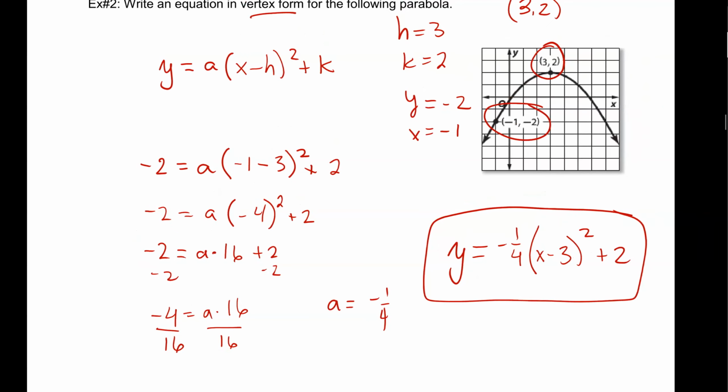How did I get -1/4? So you just put it back in the original. Yep, because I'm wanting an equation in vertex form. And -4 over 16 is the same as -1/4. Why did I put that x? Because I wanted an equation, not a number. So I used the x and the y, because I know it's on my parabola, to solve for A.